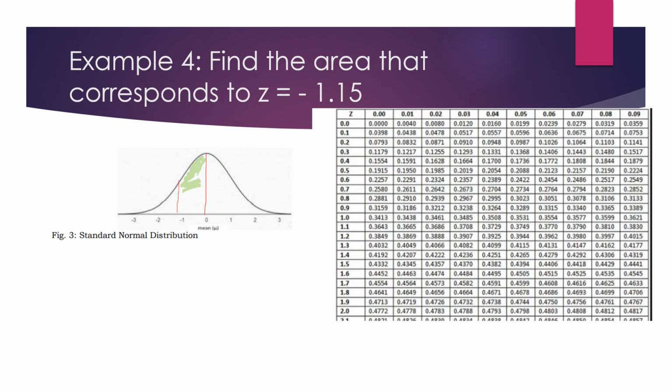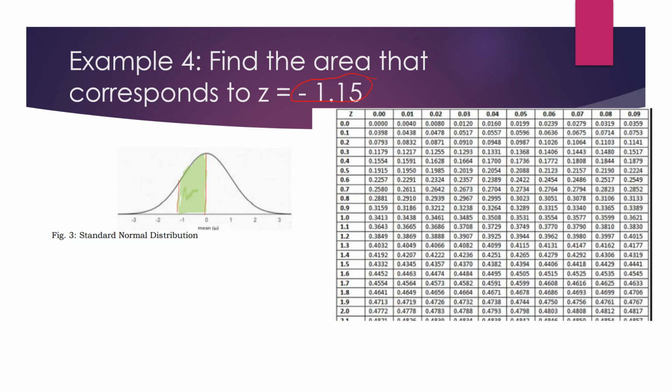Since, as I said a while ago, there is no negative area, finding the area of this region having z equal to negative 1.15 is the same as finding the area of the positive z value. The difference is that when we have a negative z value, your region is at the left side of the mean. So, let us continue finding its area.